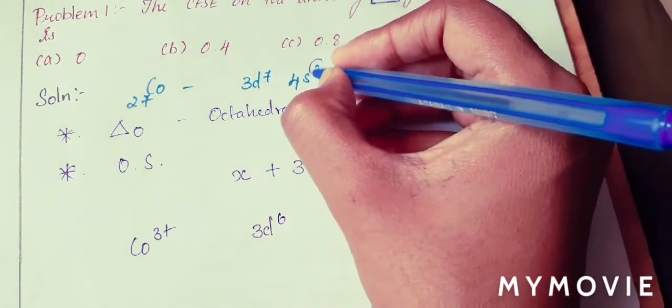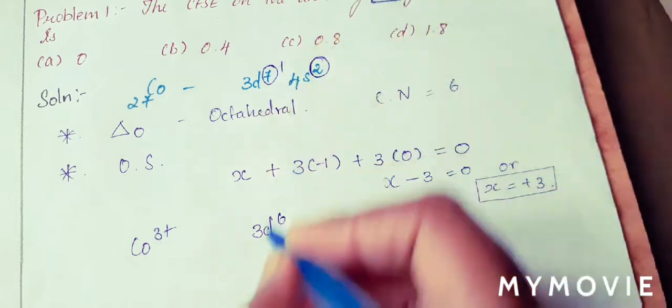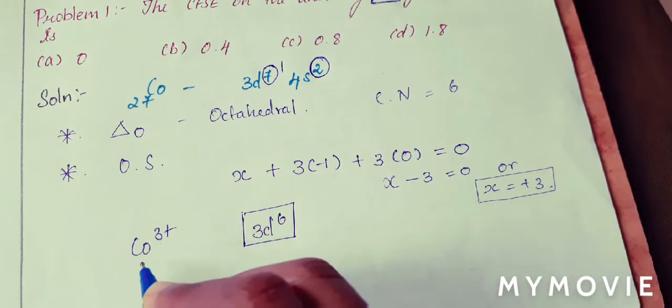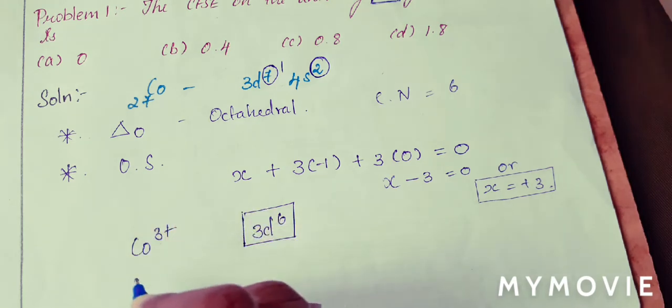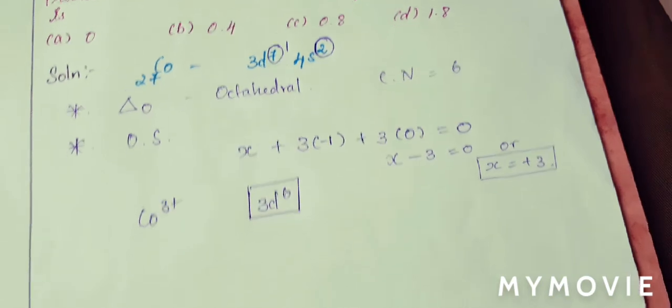So it will lose 2 electrons from the s orbital and 1 electron from the d orbital, giving us 3d6 as the outer orbital configuration of cobalt 3 plus in the complex. Now the second step is also done. We will move on to the third step.